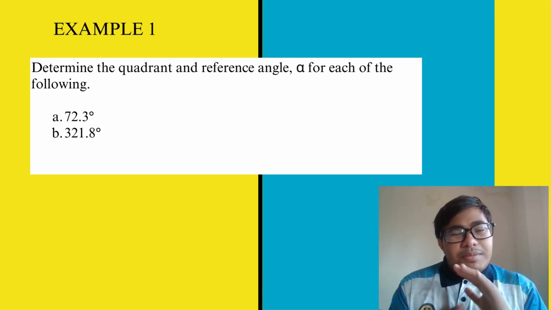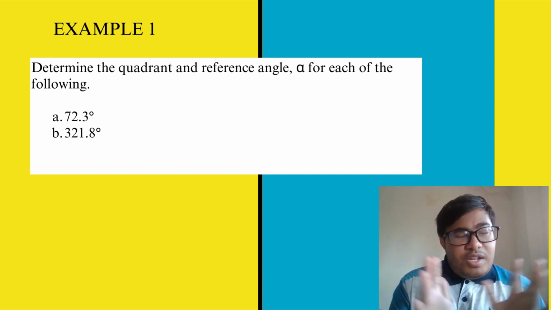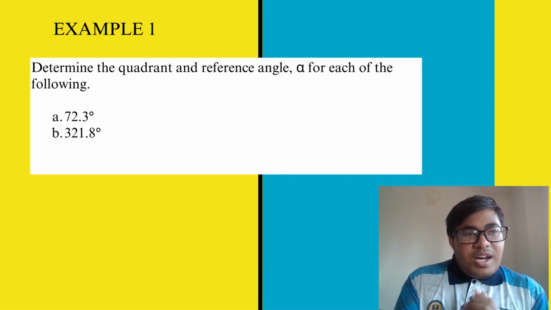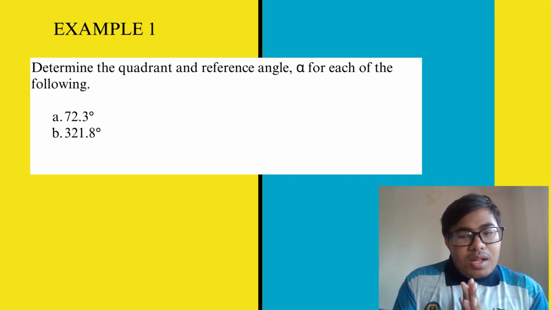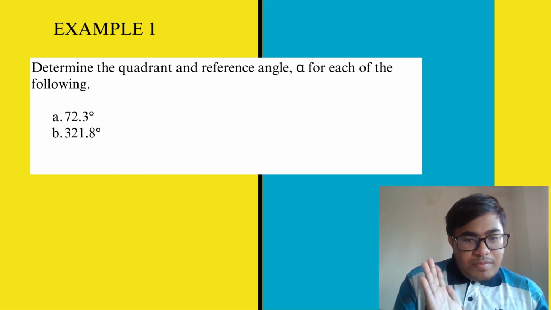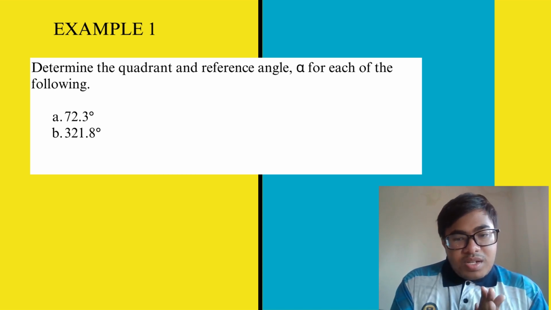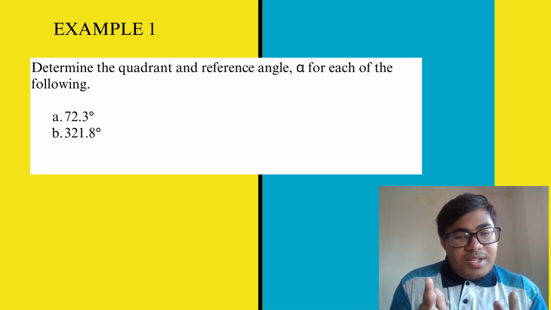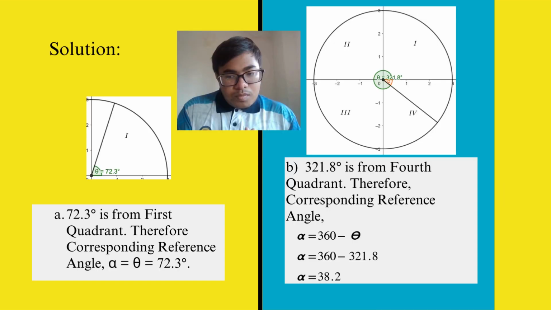So we learned a little bit about what a unit circle is and the characteristic of each quadrant in the unit circle. Now, let's see some examples from the question above. Determine the quadrant and the reference angle, that is alpha, for each of the following. A is 72.3 degrees. B, 321.8 degrees.